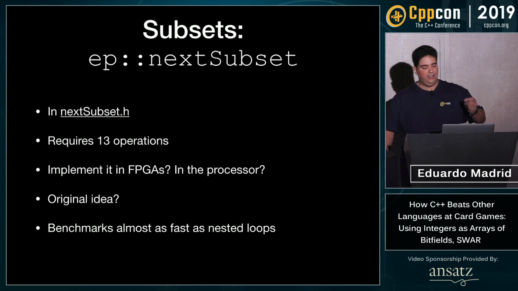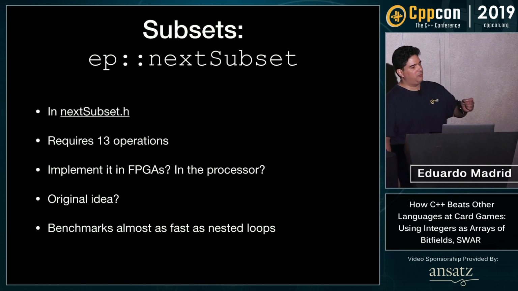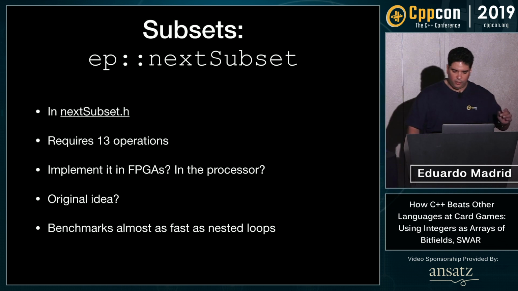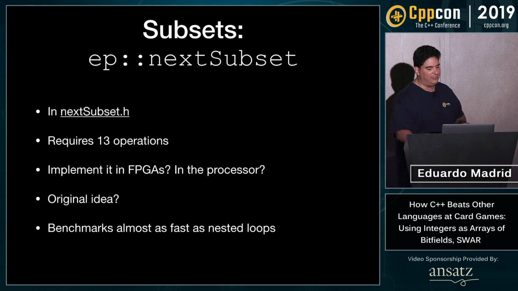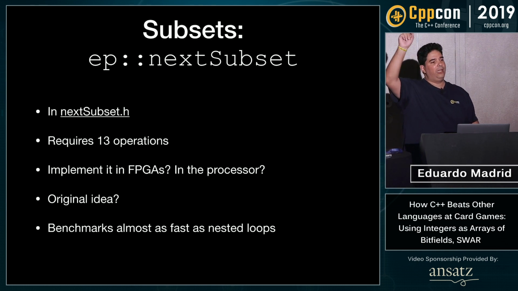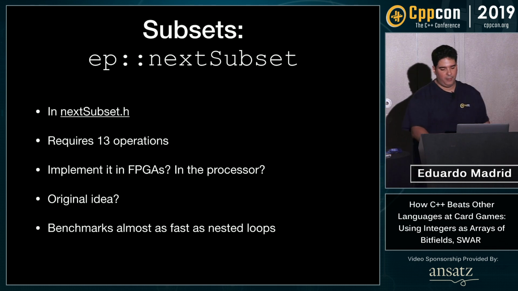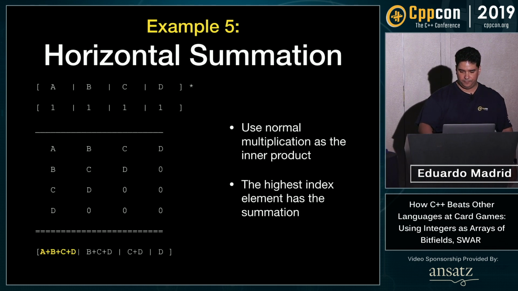The surprising thing is that these 13 operations, because they are so cheap, benchmark very similarly, not as good, but very similarly to nested loops. So if you want to generate subsets of 3, you had to go through the trouble of writing 3 nested loops, right? Well, this will perform almost exactly the same.